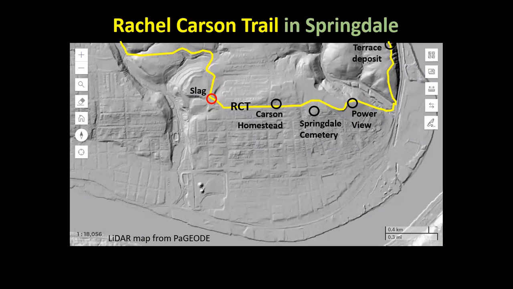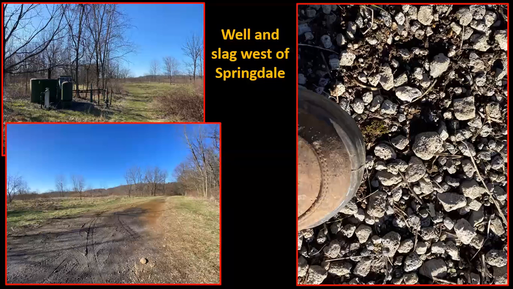On the west side of Springdale, you can see this really flat terrace with benches below it. This is a slag deposit, a slag heap. And we're going to look where the red circle is. And beyond the well there, that flat top of that terrace is the heap of slag, the slag dump west of Springdale.